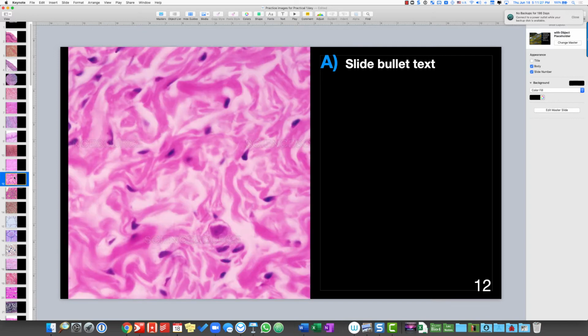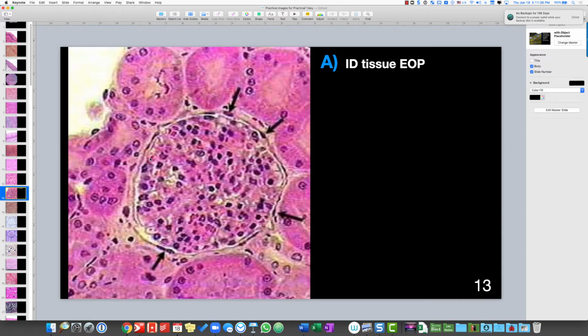Now moving on, this is dense irregular connective tissue with fibroblast nuclei, and then we have collagen fibers running in different directions. This one, we've got simple squamous epithelium making up the Bowman's capsule.